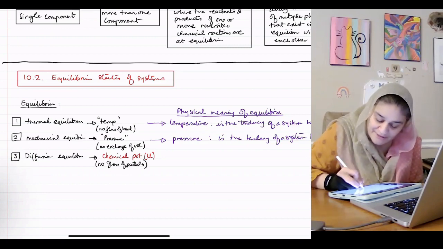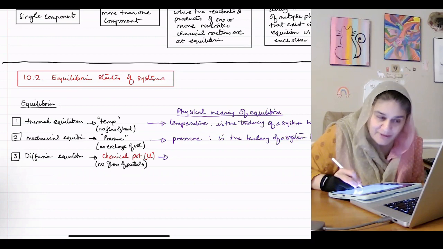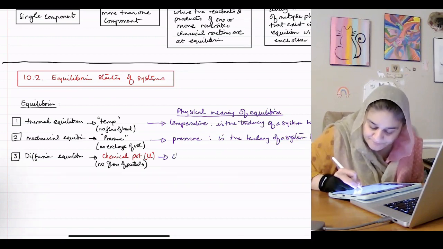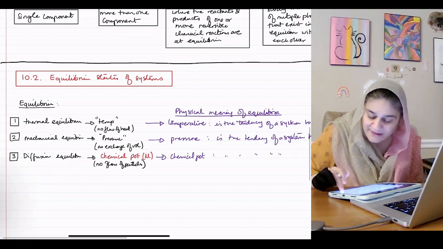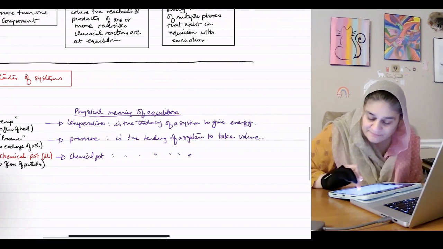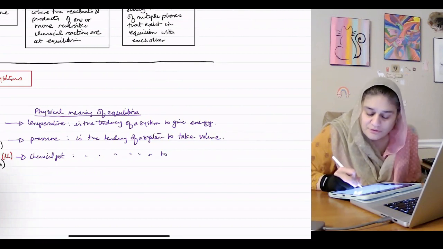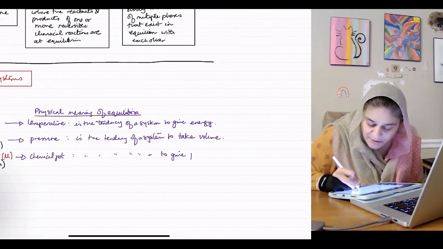So let me write that down. So chemical potential mu: chemical potential is the tendency of a system to give particles.